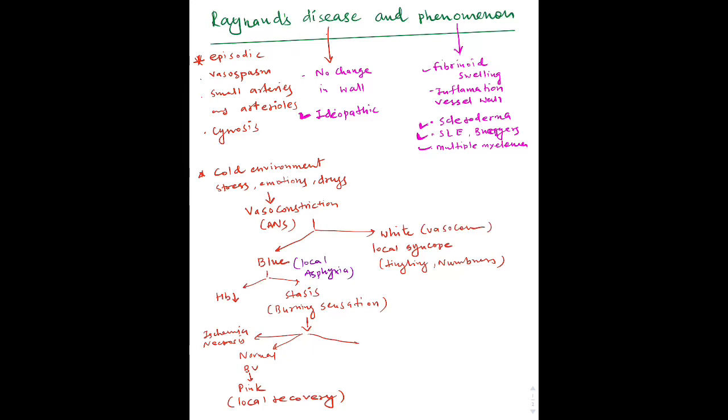But if the person is having abnormal blood vessels, or if the person is having Raynaud's phenomena, abnormal blood vessels, then there will be ulceration in the affected area, and that is called a local gangrene. And that is called Raynaud's phenomena.